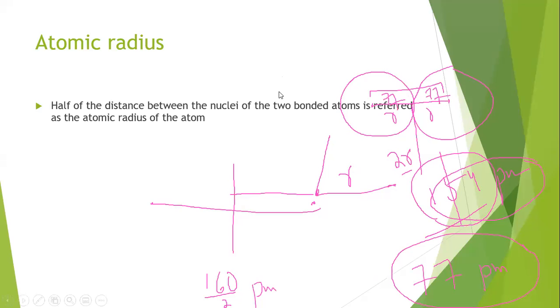The next important thing, after knowing the basic definition of atomic size or atomic radius, is that in the periodic table, which elements have a high atomic radius or high atomic size, and which elements have a lower atomic radius or lower atomic size.